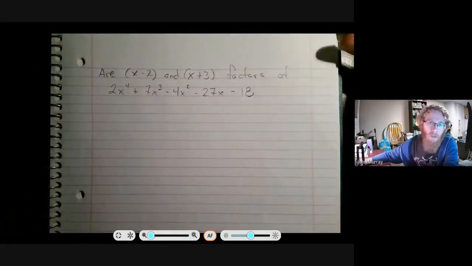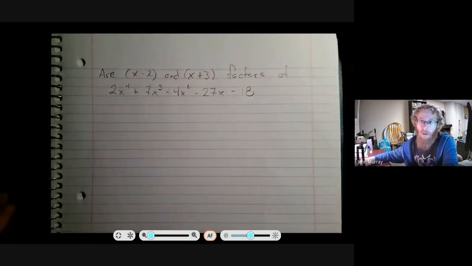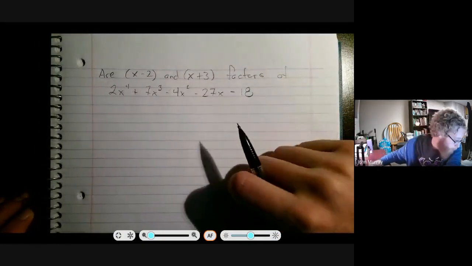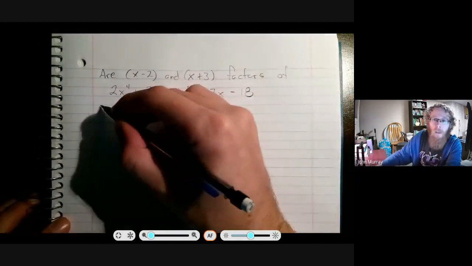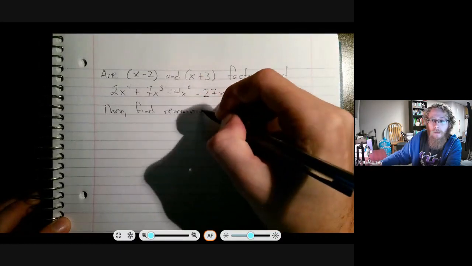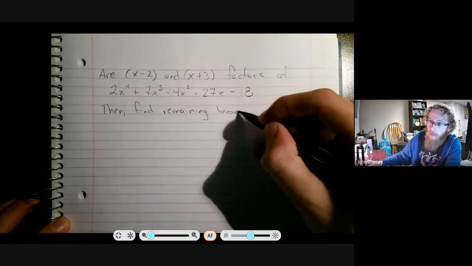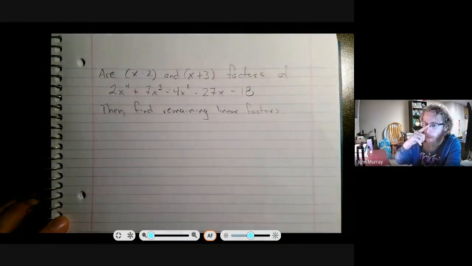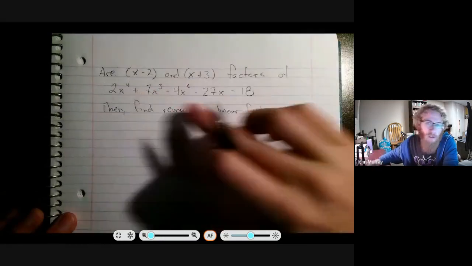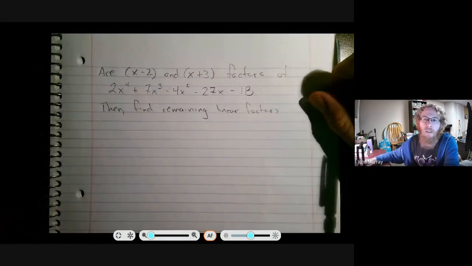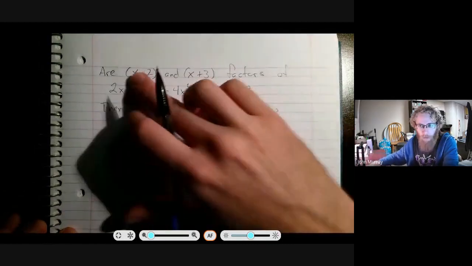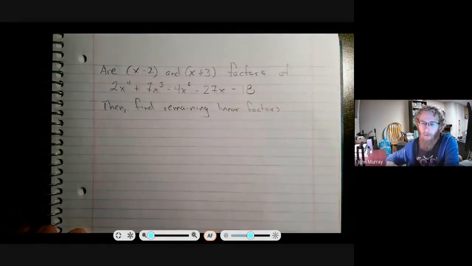All right, so here we're going to do it twice. Okay, so we have x minus 2 and x plus 3. We want to find out, are they factors of this? Then we're going to take it a step further and find the remaining linear factors, as long as these two are factors. Now, if they are factors, it doesn't matter which one you start with. Just because it's in order, I'm going to start with the x minus 2.